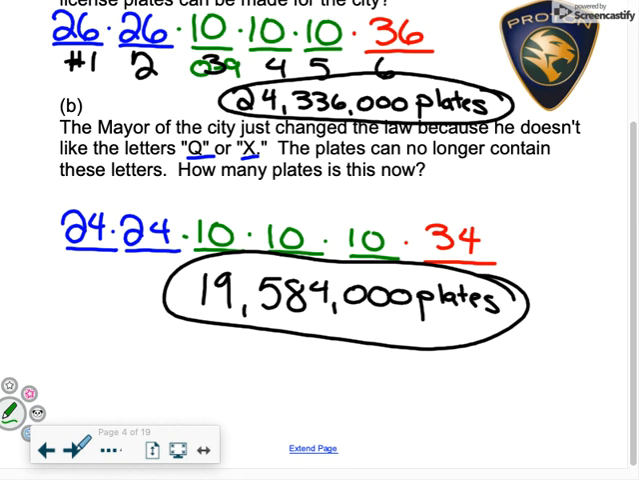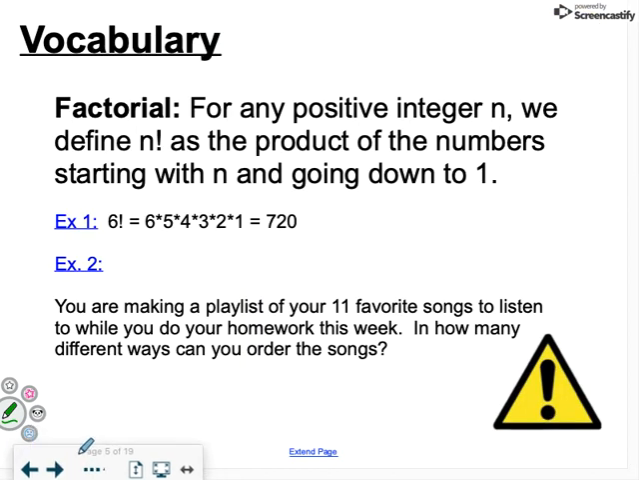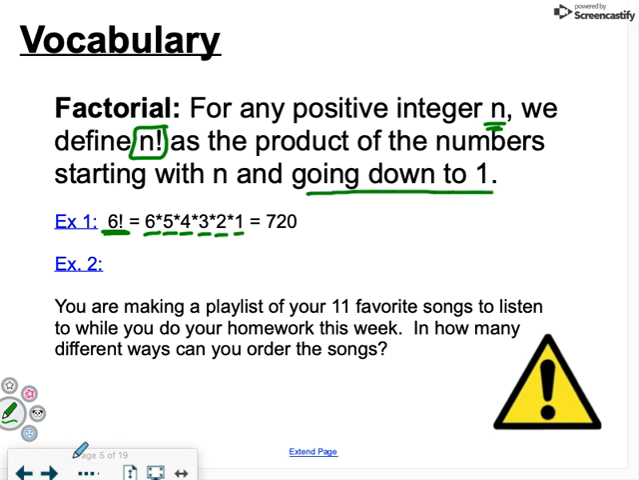So moving on here, we have a new vocab word. That new vocab word is called a factorial. So it says for any positive integer n, so n is just some number, we define n factorial, that's how we read this piece right here, as the product of the numbers starting with n and going down to 1. So notice the example here, 6 factorial, we can rewrite it as 6 times 5 times 4 times 3 times 2 times 1, going down to 1, and we get an answer of 720.